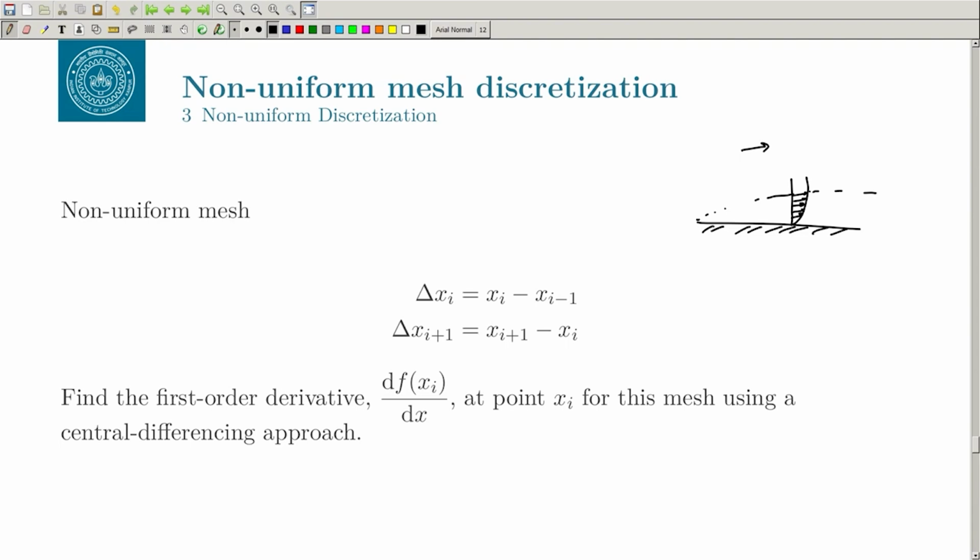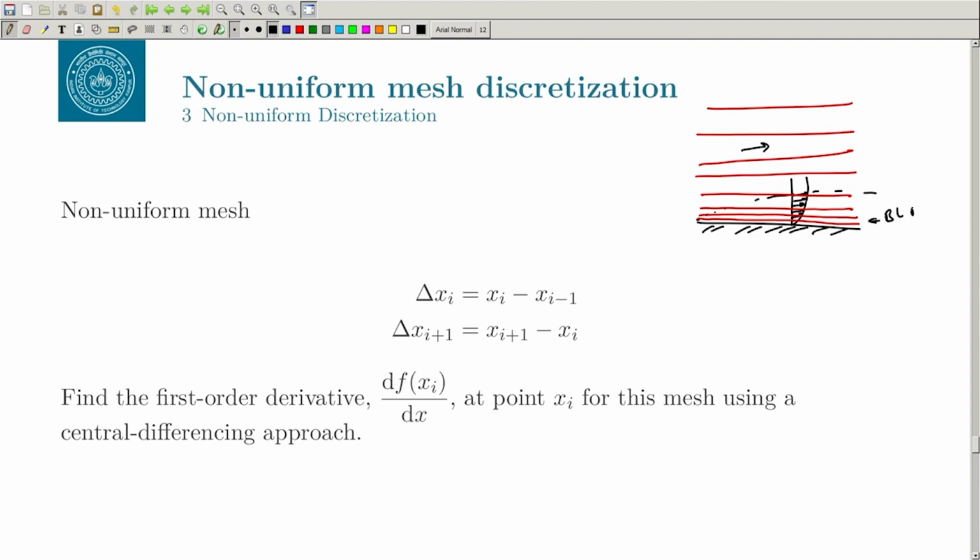So, in order to capture this behavior well, what do you need to do? You need to make a very fine mesh close to the boundary layer. This is called boundary layer meshing. And then as you go up, you can reduce the number of points. This is a very common approach in CFD. So you have very close points near the wall, and as you go away from the wall, the points become coarse.